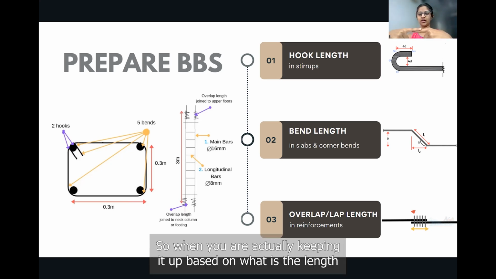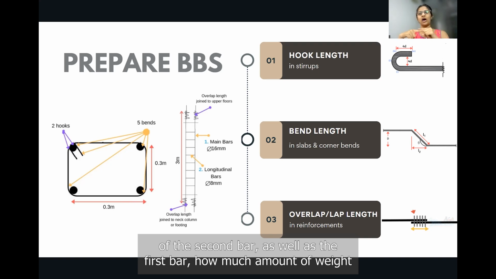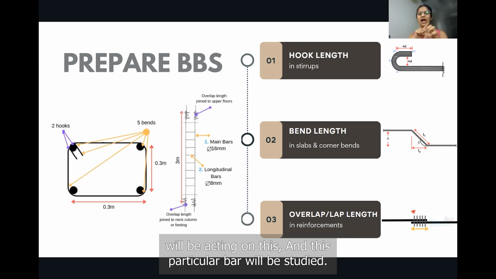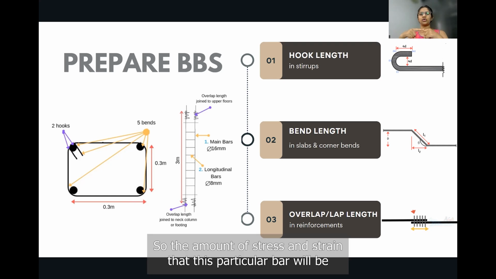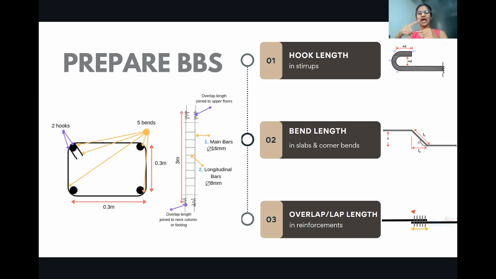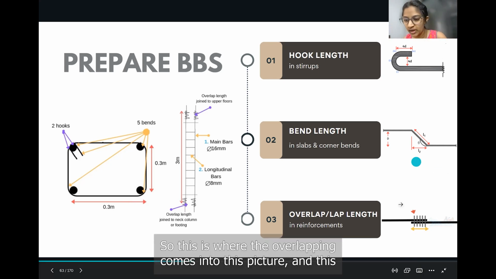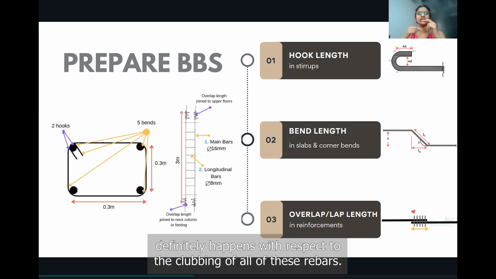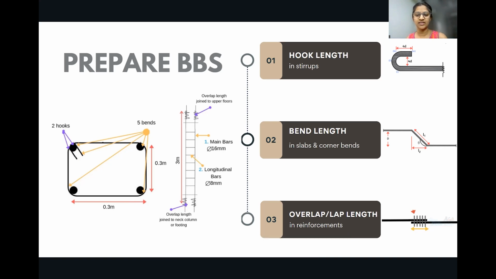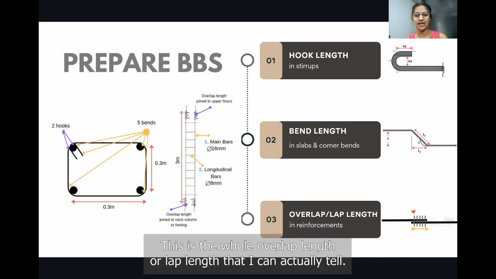So when you are keeping it up, based on the length of the second bar as well as the first bar, how much weight will be acting on this particular bar will be studied. The amount of stress and strain that this bar will go through will be designed properly, and based on that design, the overlapping distance also matters. So this is where the overlapping comes into the picture, and this definitely happens with respect to the clubbing of all of these rebars. This is the whole overlap length, or the lap length.